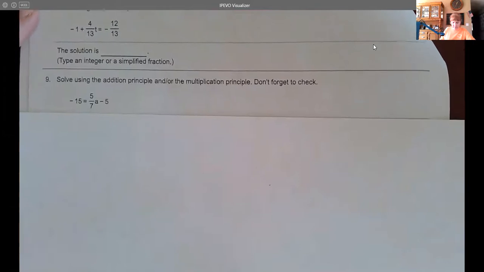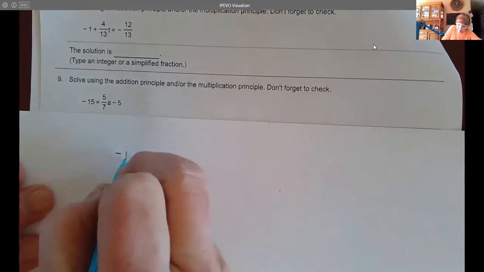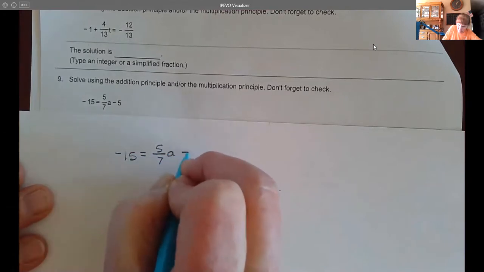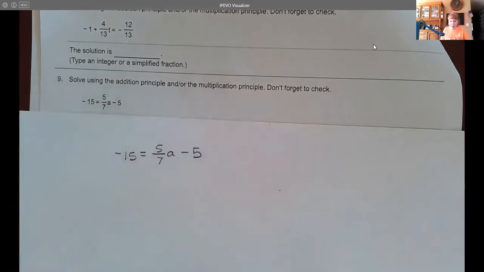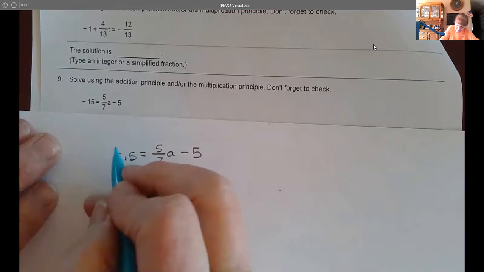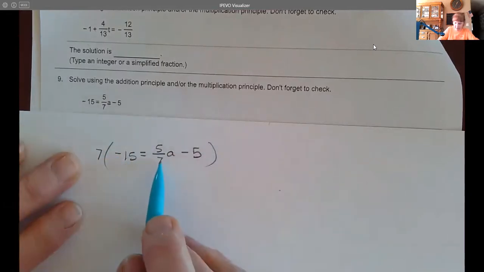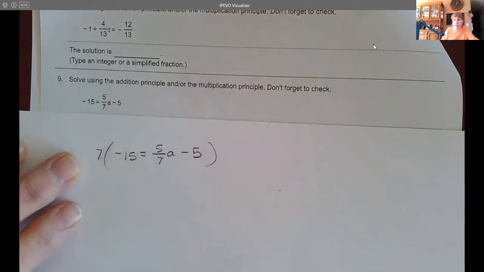Number 9. Okay, on number 9, we have a -15. I want to get rid of that 7th. Now you could add 5 to both sides, fine, and then multiply by 7/5, the reciprocal, and that would leave the a by itself. I'm going to go ahead and eliminate the fraction. I'm going to multiply by 7, because 7 goes into 7 and it's our only denominator.